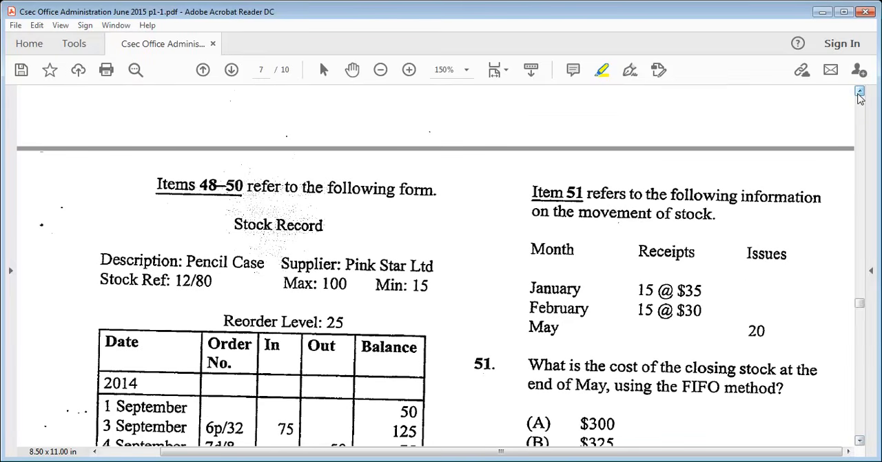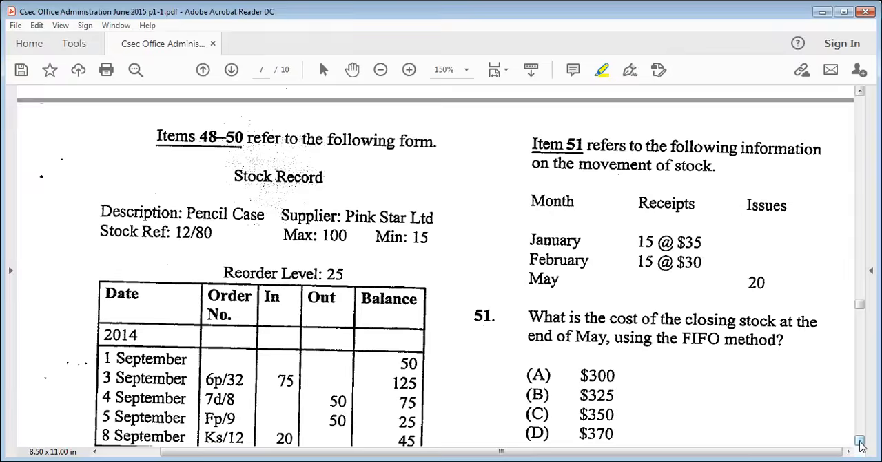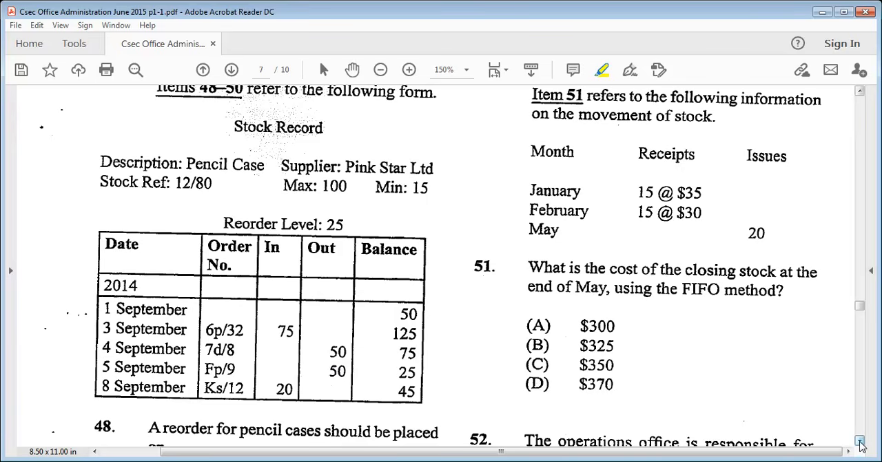Let's go on to 51. Item 51 refers to the following stock information on the movement of stock. So we have January 15 at 35. February, we see amount of stock that was issued at the cost, and on May 20 was issued. What is the cost of the closing stock at the end of May using the FIFO method? We know FIFO, first in, first out. This is another question that is repeated. We did this in 2019 past paper. So we know that our answer is A, 300.